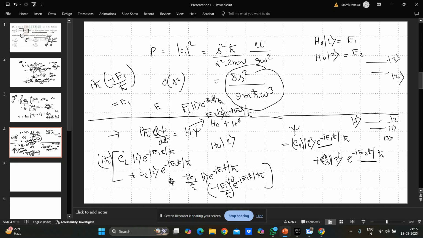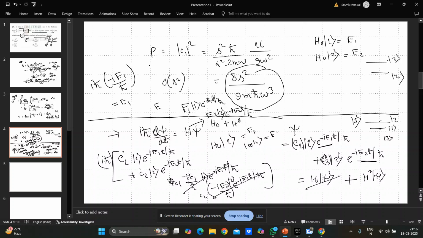H0 acting on |1⟩, there is a C1, C2 sitting here, but H0|1⟩ will give you E1, and H0|2⟩ will give you E2. So on the right side, when you calculate H0 psi, you will get exactly these two terms. So these two terms will exactly cancel with H0 phi. What you are left with on the left side is H prime into phi, and these two terms.